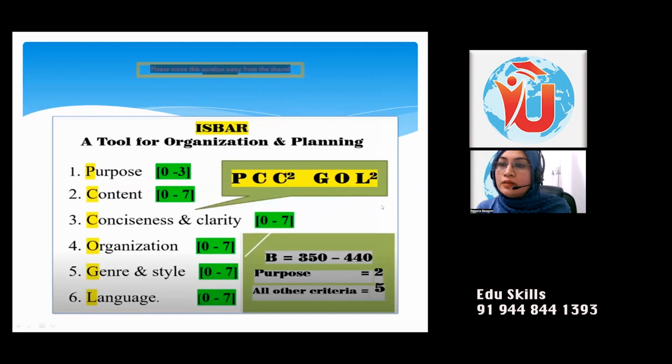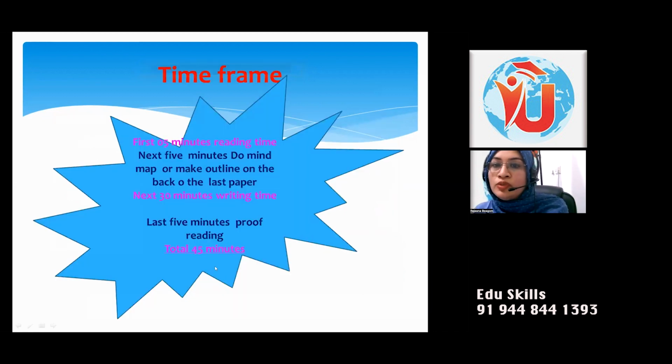In order to get the B score, we must get between 350 to 420. Out of this, for the 0 to 3 criterion, you need to get 2 to get a B score, and for all other criteria you need to get 5. The marks are divided between 0 to 7, and in order to get a B score, we need to have 5 marks. So I think it is clear for all of you. So let's move to the next slide.